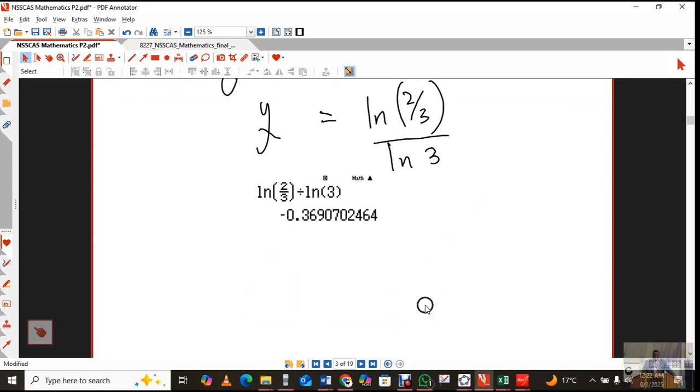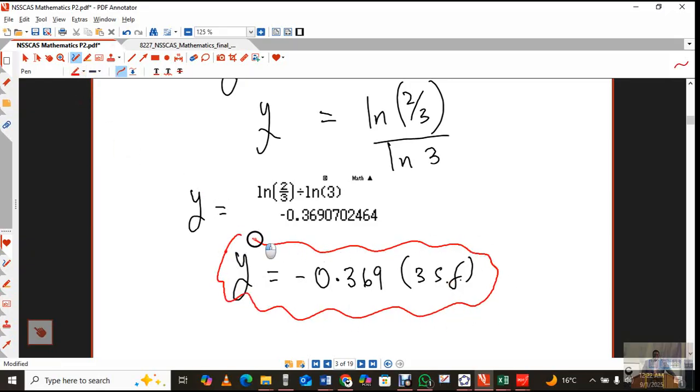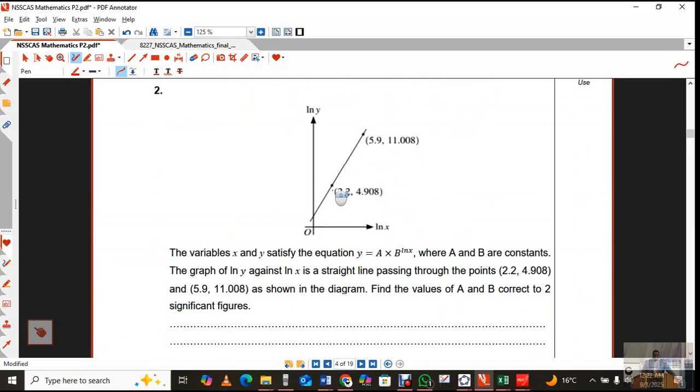So therefore my y value would be y equals negative 0.369. They say to 3 significant figures. This is correct to 3SF. Okay, that is the answer to that. Of course, you are supposed to always be careful for the hard questions. Right, now let's come to question 2.